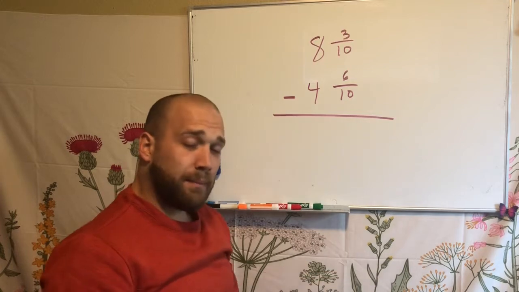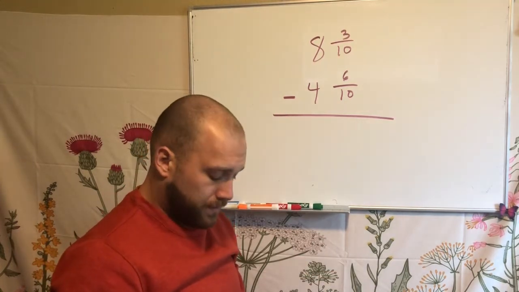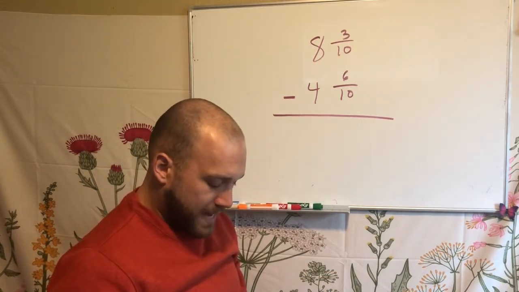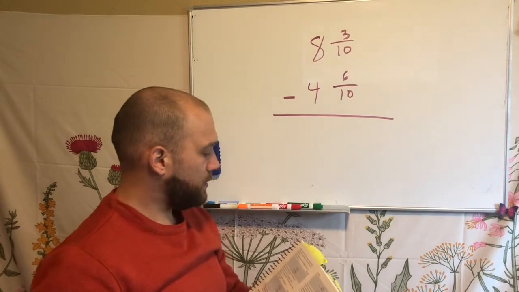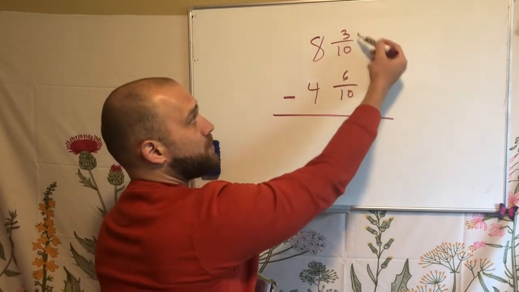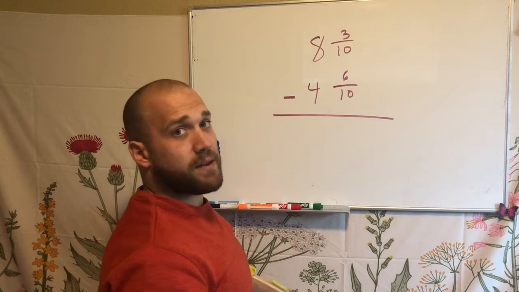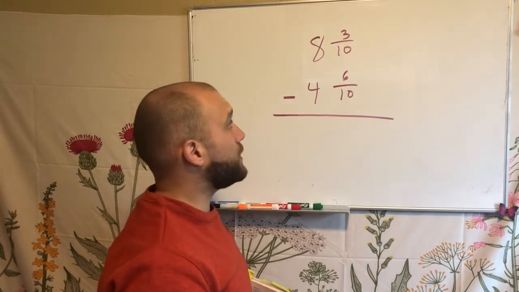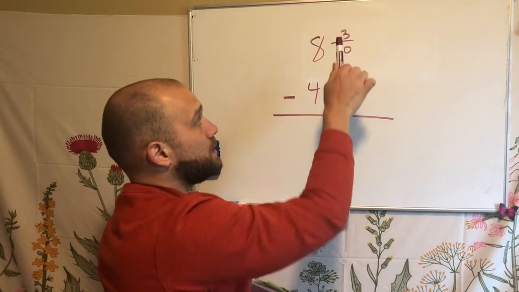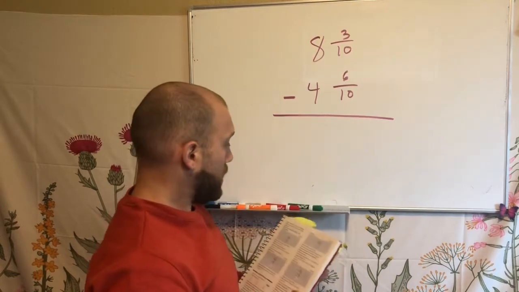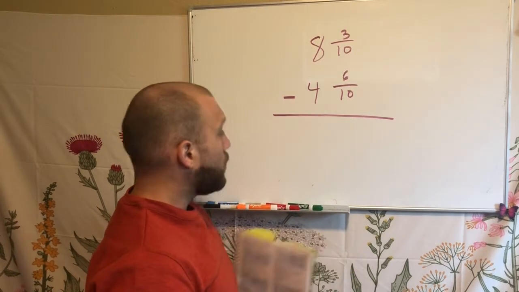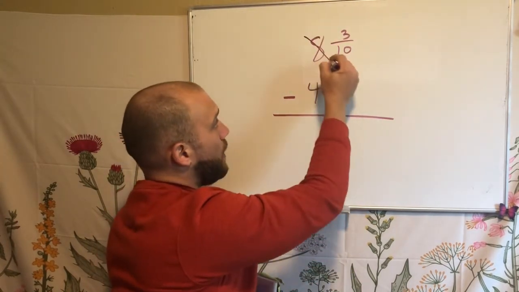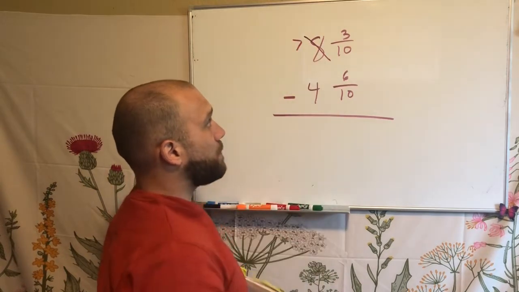Can you work that problem? No. So we need to rewrite 8 3/10. You can't do 3 minus 6. You'll go into the negatives, just like in a normal equation. We need to make this so we can subtract it from the 6. So how do we do that? We're going to take away 1 from here and make that 7.